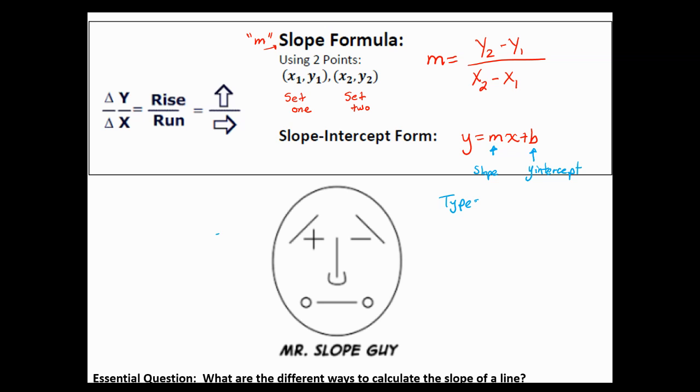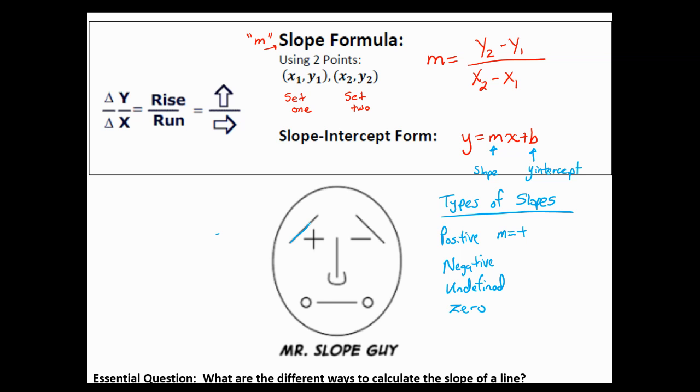So there's different types of slopes of a line. You can have a positive slope. You can have a negative slope. You can have an undefined slope. And you can have a zero slope. So when you have a positive slope, your m number is equal to a positive number. And Mr. Slope Guy will help you with that.